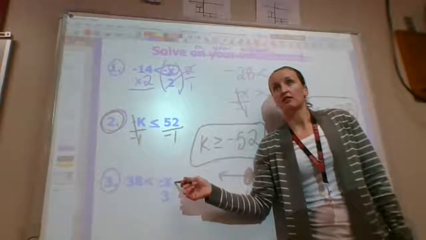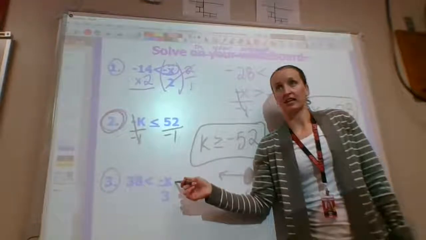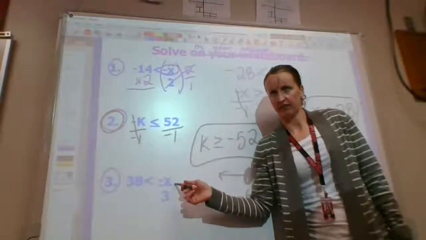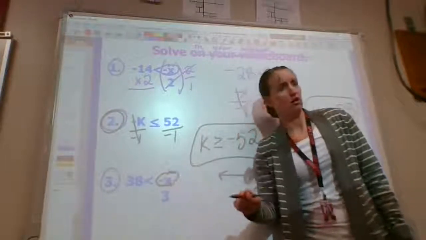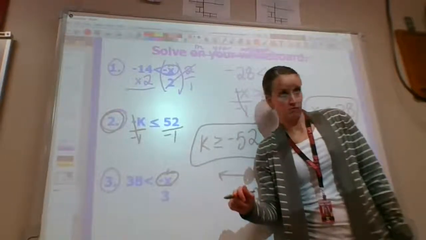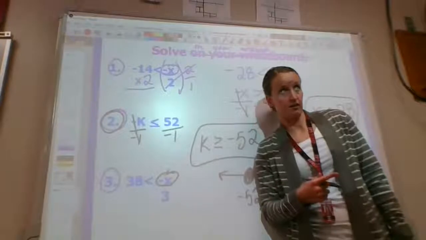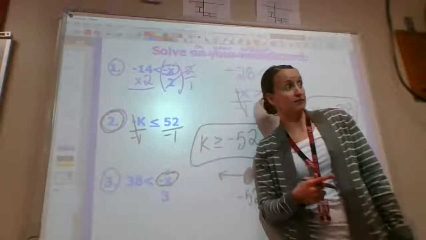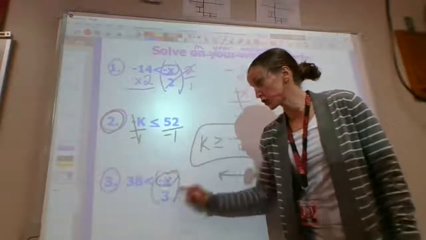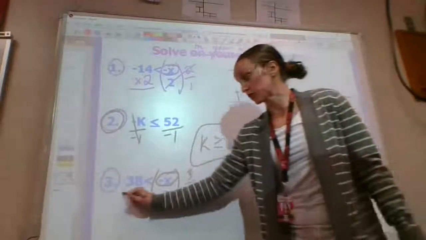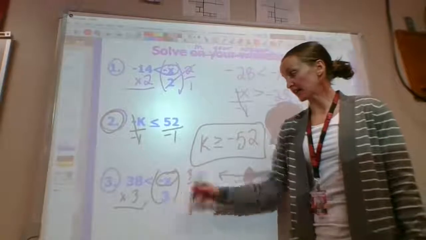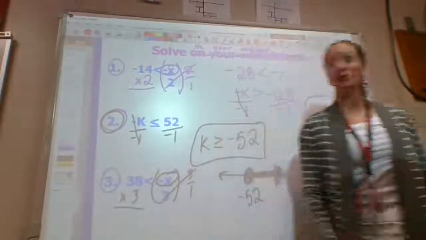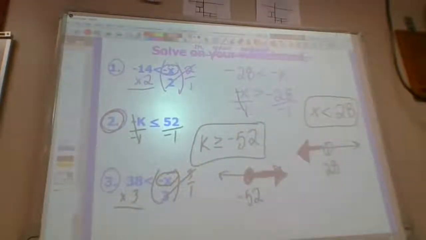Put your hand on your head if you can tell me what is going to be the first thing to get x all alone on here. Mace, what do you got? Multiply both sides by 3. Awesome. So do that, you guys. Do that in your notes. Does that make sense to everyone? Because the opposite of dividing by 3 is multiplying. Do that real quick.